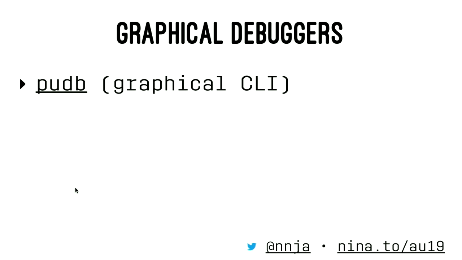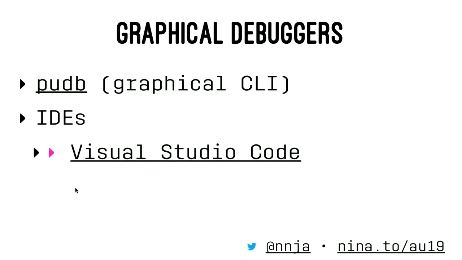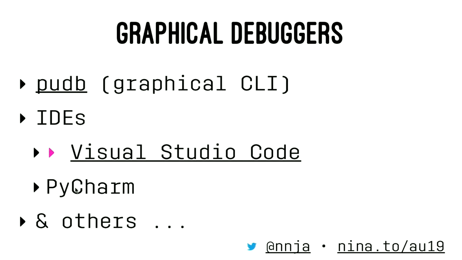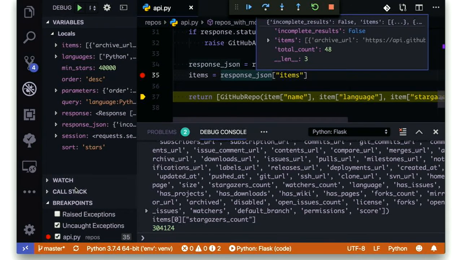And if you're not comfortable on the command line, or you prefer graphical tools, or you already use an IDE, there are plenty of options available as well. PUDB is kind of a mix of both. It's a kind of graphical CLI. Then there are IDEs. I use Visual Studio Code for my daily editor, so that's what I'm going to be showing you in my demos. PyCharm also has a great debugger, and many others. And so an IDE debugger might look something like this.